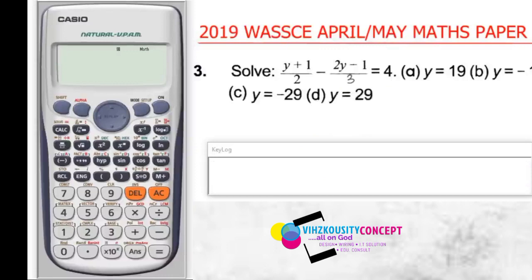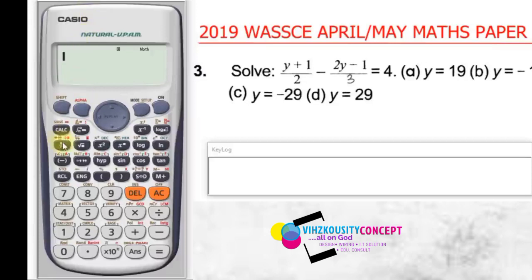So in this question number 3, we are told to solve (y plus 1) over 2 minus (2y minus 1) over 3 is equal to 4. Instead of y as the unknown variable, I'm going to be using x, because x is a variable that the calculator perfectly understands to solve for whenever it's evaluating equations. So I'm going to be using x in place of y, and I want to see what the value of y is going to be in this question.